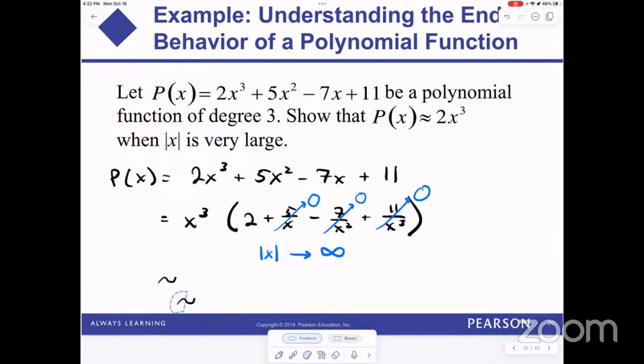I just realized I canceled out my... I think all that's left is the 2x cubed, right? So as the absolute value of x gets large, then our original polynomial behaves more and more like this power function. And we know that for this power function, because the leading coefficient is positive, it's going to go up to the right. Because the degree of the polynomial is odd, the other side is going to do the opposite, so it's going to go down to the left. This doesn't give us any information about the middle.